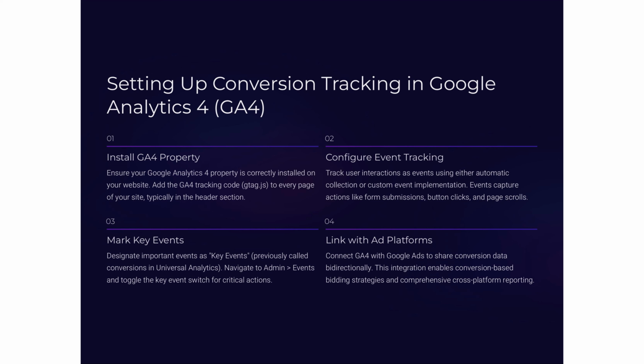Install your Google Analytics 4 property by adding the global site tag JavaScript tracking code to every page, typically in the header. Configure event tracking to capture user interactions like form submissions and button clicks. Mark critical actions as key events in Admin > Events. Link Google Analytics 4 with Google Ads for bidirectional conversion data sharing, enhancing bidding strategies and reporting.